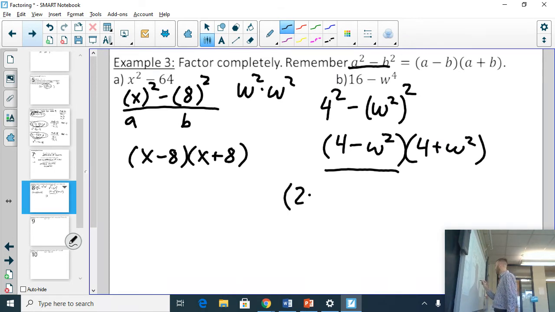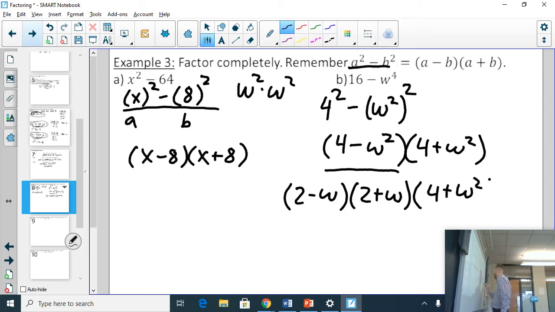That'll be 2 minus w times 2 plus w, and then 4 plus w squared, right? And 4 plus w squared doesn't break up because it's not a difference of squares. It doesn't have this minus up here. So since it's plus, we can't break that one up any further.